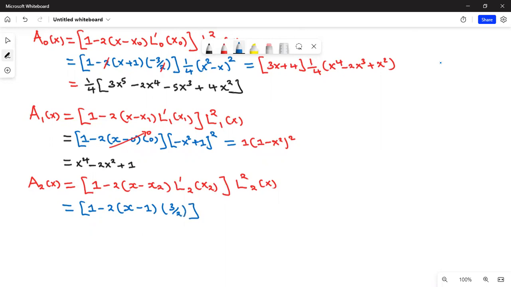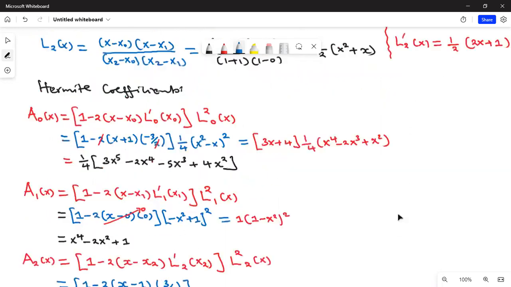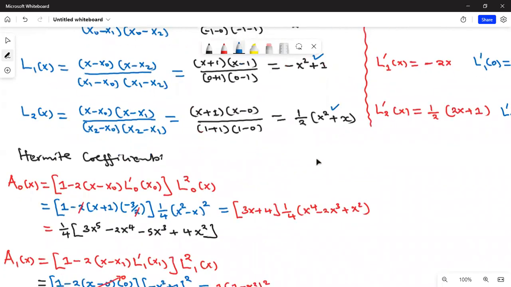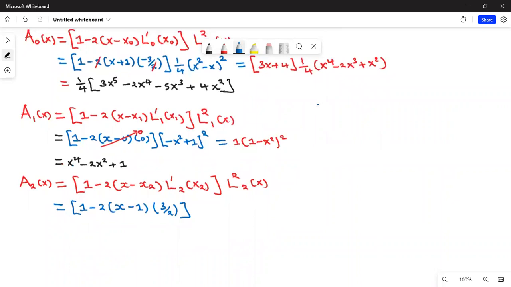Then now L2 of x is squared. Let's see, our L2 of x is this one. This is what I want to square. When I square it, I'm going to get 1 over 4 times x squared plus x, everything squared. So that would be 1 over 4 times x squared plus x, and this is supposed to be squared. And so you can proceed to simplify this further.